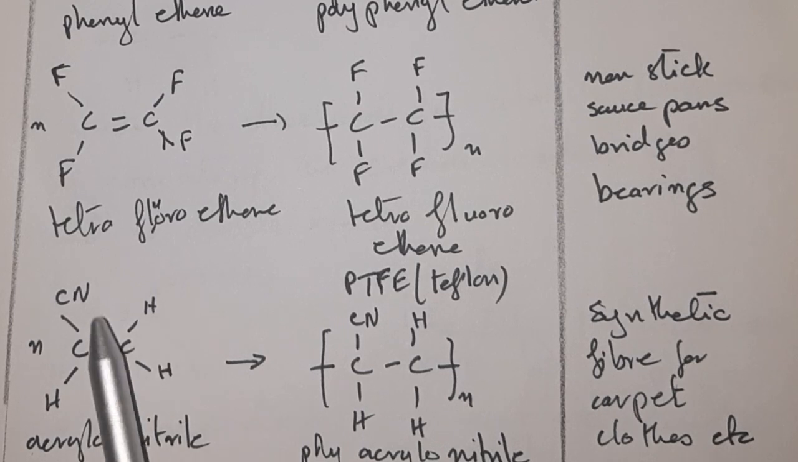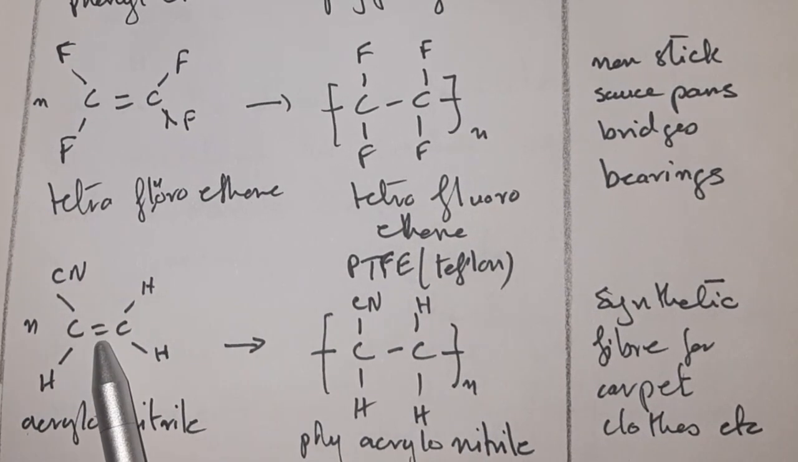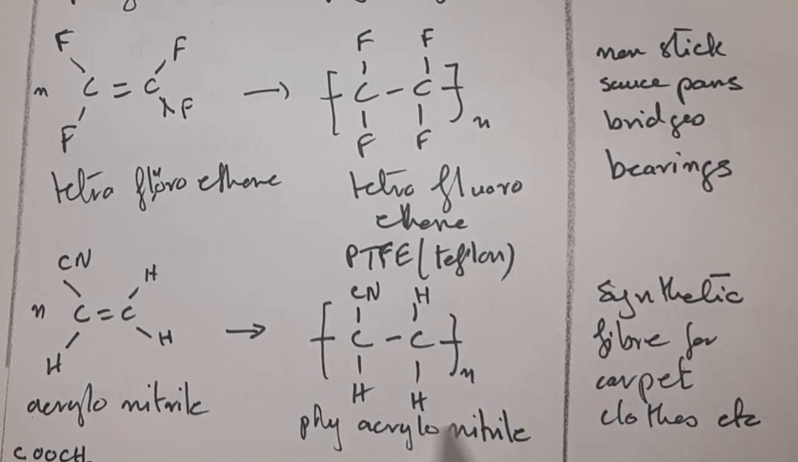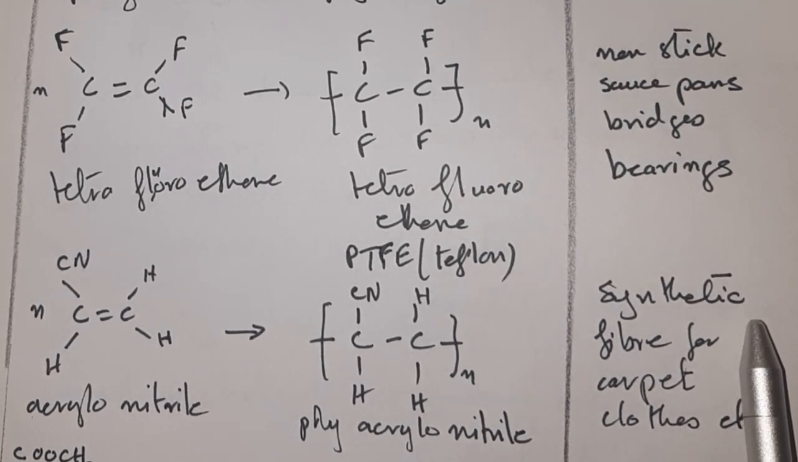Now this is CN, carbon and nitrogen. This is actually a nitrile group, so this is called acrylonitrile. This is its formula, polyacrylonitrile. It is used in synthetic fibers for carpet, clothes, etc.